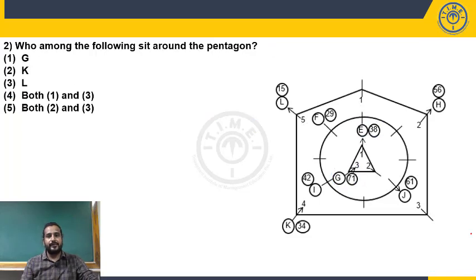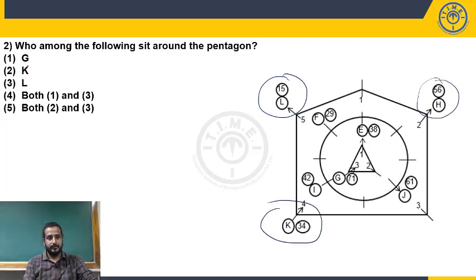Who among the following sit around the pentagon? L is sitting at the pentagon, H, K. K is given, L is given. Okay, both 2 and 3. Choice 5. Fine.